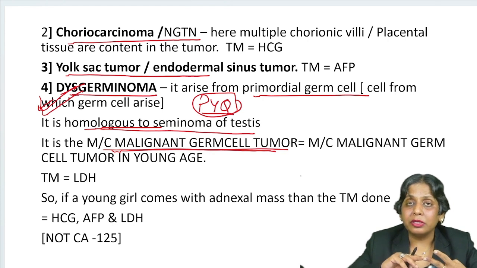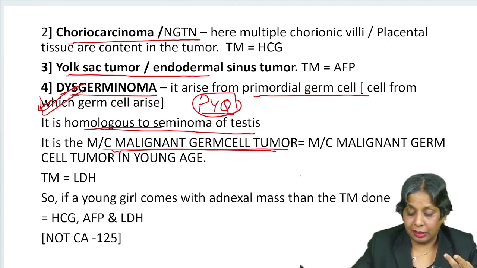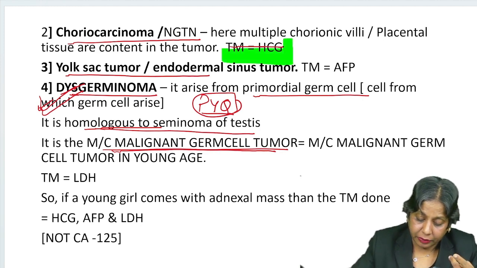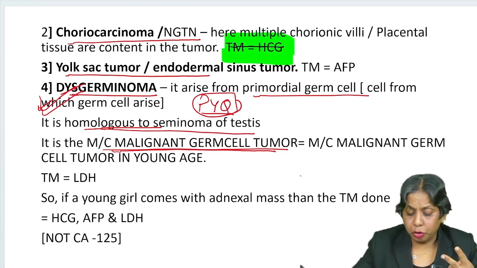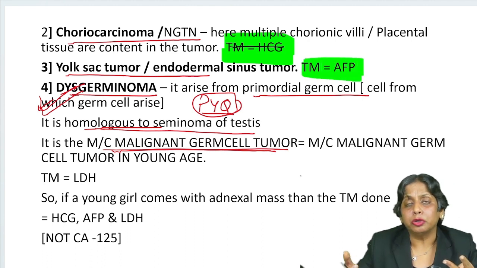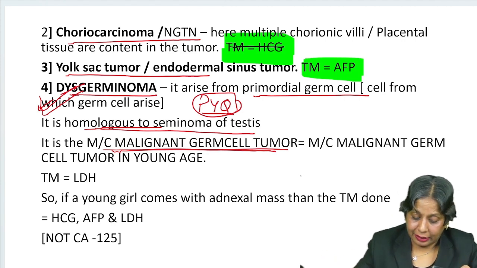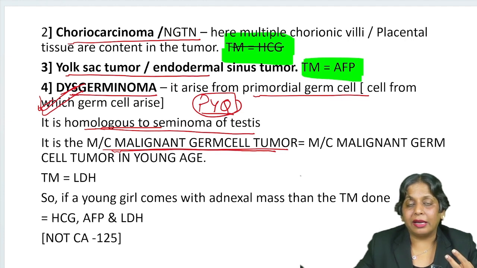But for choriocarcinoma, we have to go for the tumor marker, and the tumor marker of choriocarcinoma is HCG. Okay, is it clear everybody? And the tumor marker of yolk sac tumor is alpha fetoprotein. You all know that the yolk sac serves as nutrition to the fetus in early pregnancy, so alpha fetoprotein is the protein which the yolk sac secretes. And HCG is a hormone which the chorionic villi secrete.